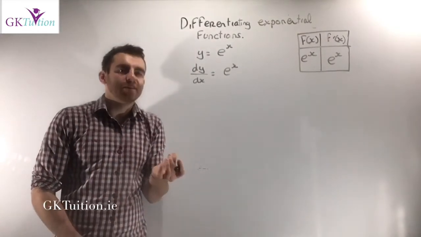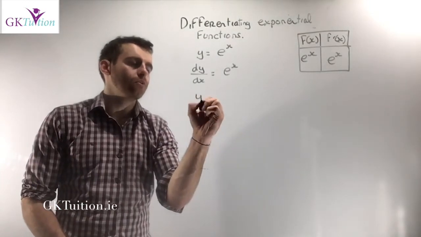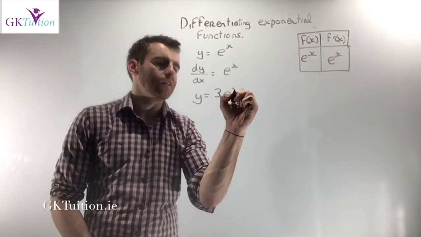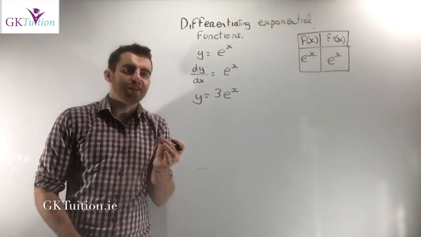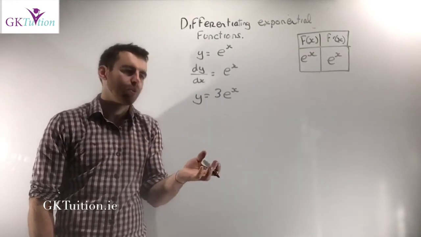But obviously there is a couple of possible complications here. First of all, you could get a coefficient. Supposing I told you y was equal to 3 times e to the x. Well, in this scenario, we're going to deal with coefficients the exact same way as we have been dealing with coefficients.